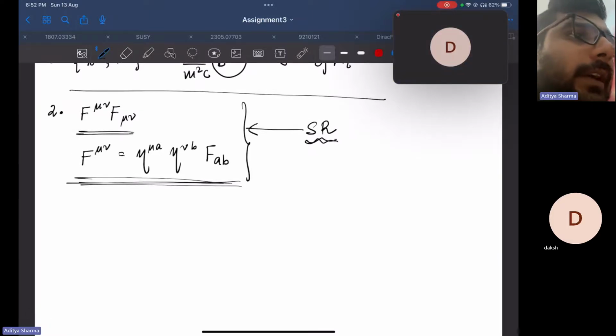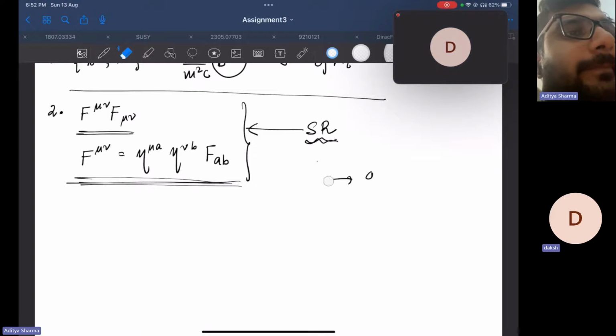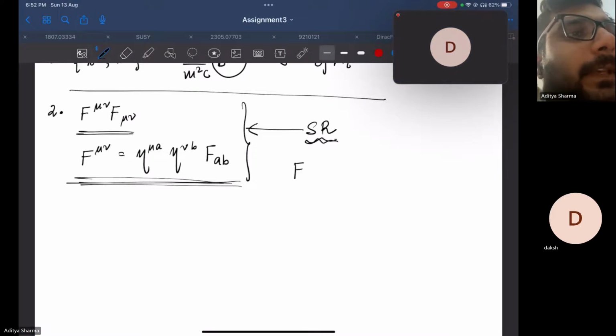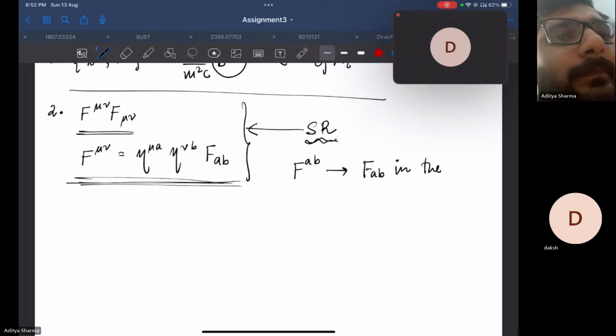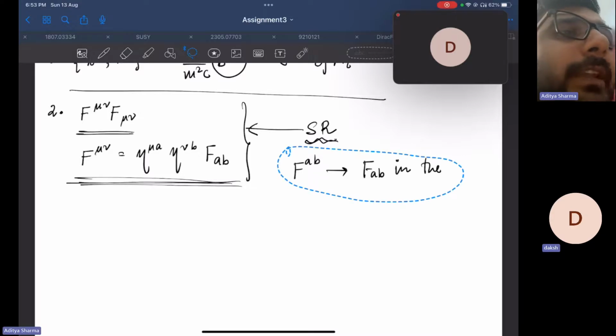So, yeah, you can always think of AB to be the inverse of FAB, but in the relativistic sense. That means it has to obey the symmetry of this thing. This is what I mean to say. It's not just the metric inverse.